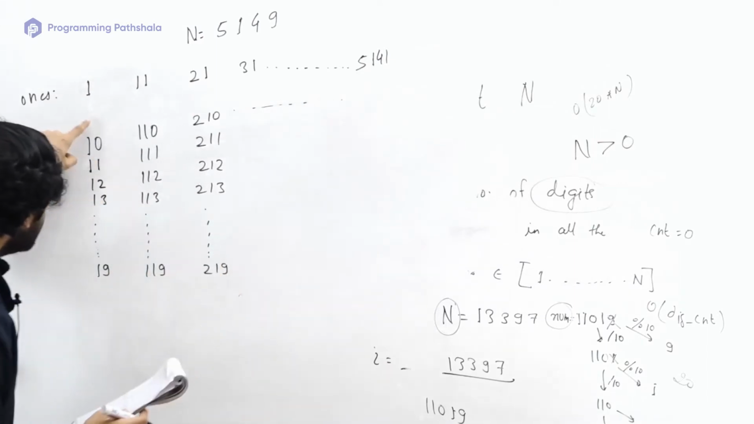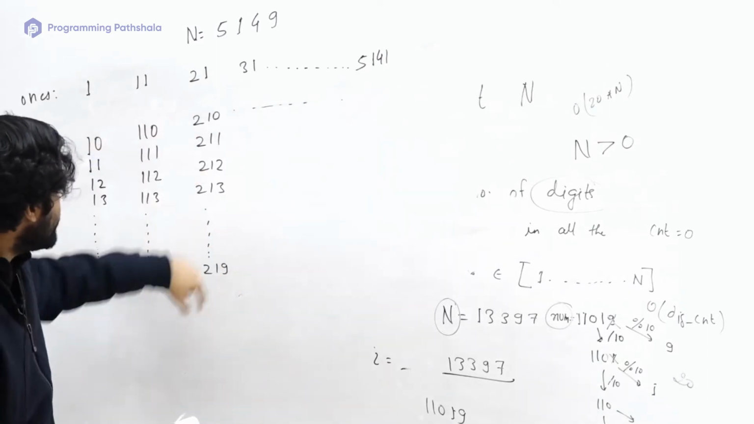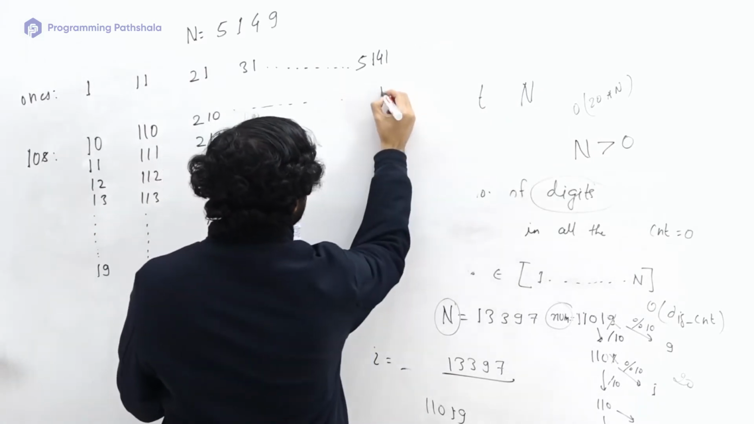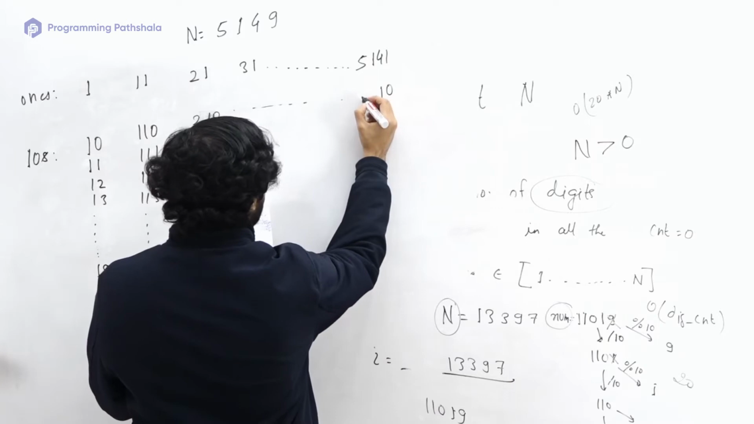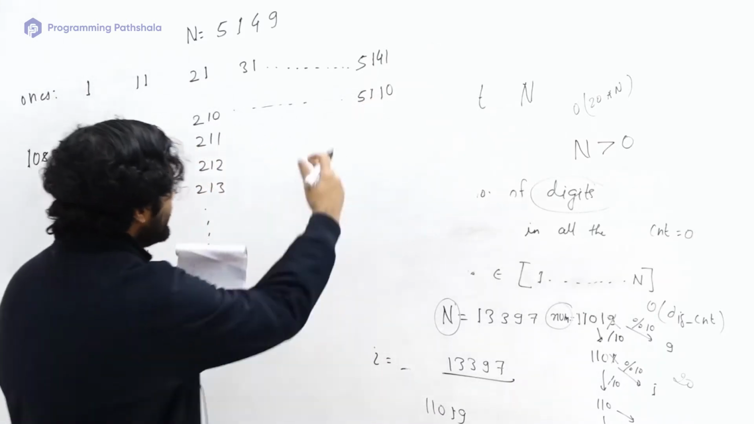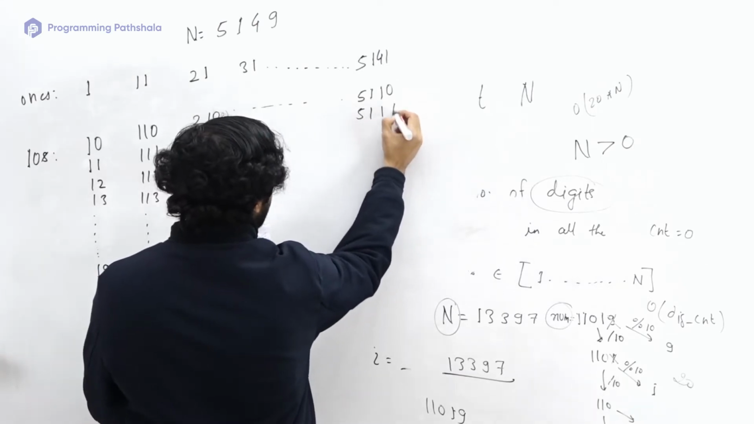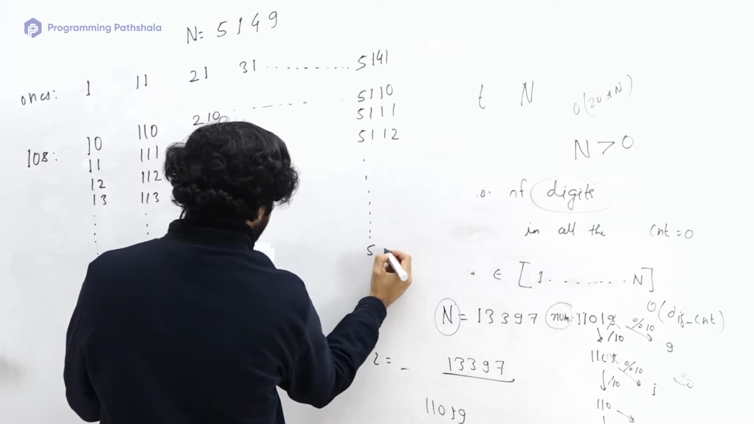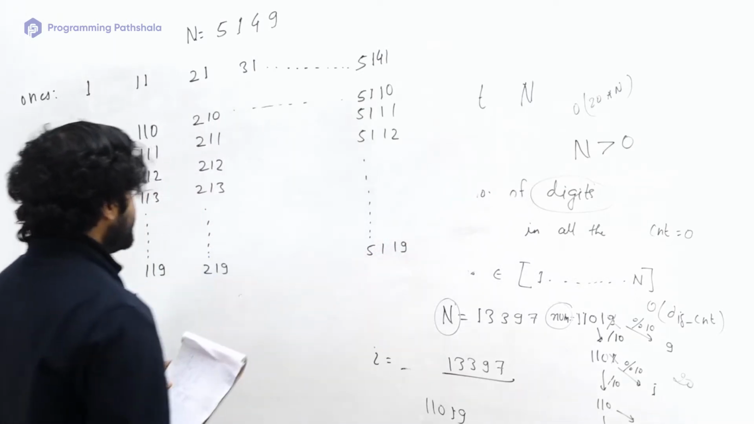So you can imagine this as a family, this as a family, this as a family. What will be the last one that has 1 at its tens place value? I think it will be 5110, right? And then after that you will have 5111, 5112, so on and on, and the final one will be 5119.